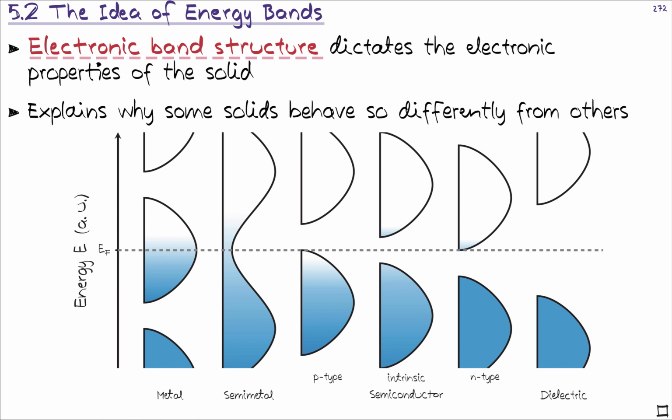Not sure if you fully understand this picture yet, but we will come back to it later, when we can properly understand it. But I wanted to spoil for you that this is the main motivation that we have in this lecture. We want to understand the electronic properties, and we want to be able to, for example, understand what makes a metal a metal and what makes a dielectric a dielectric.